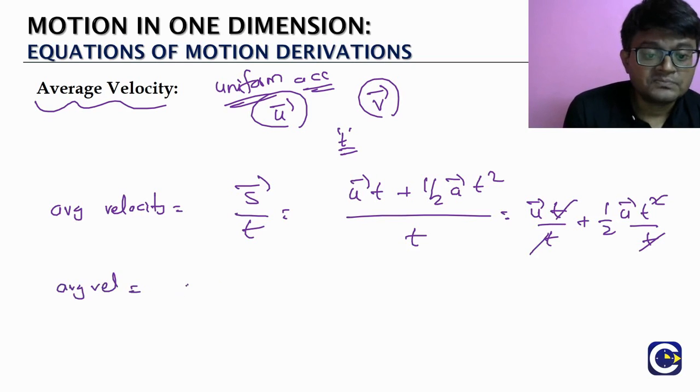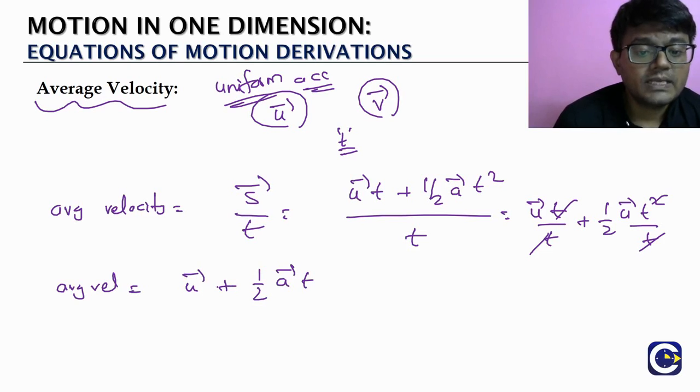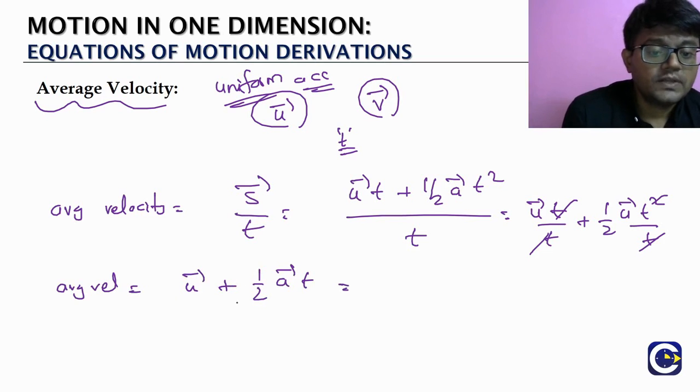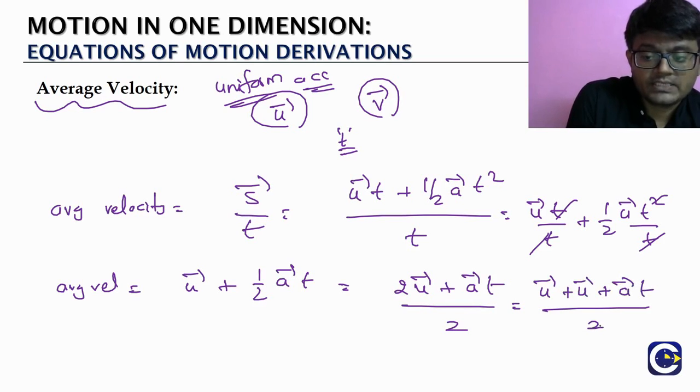So what is the average velocity? It will be u plus half a into t. So we will take an LCM here. So 2u plus at by 2. Now we will just write the 2u separately as u plus u. You will know why we are writing it. So we are just trying to simplify it.